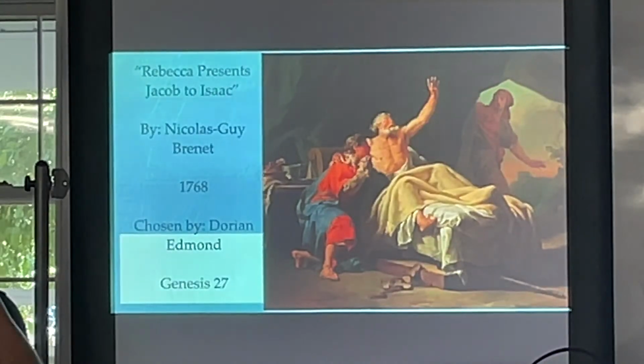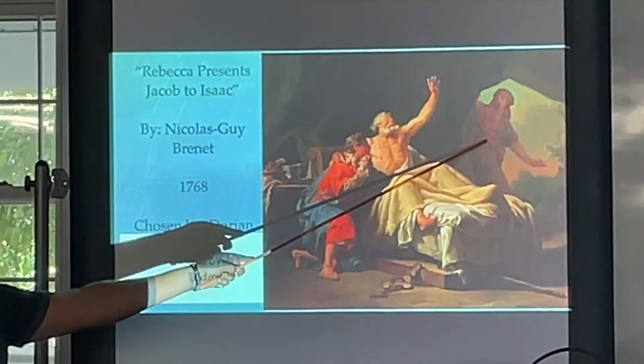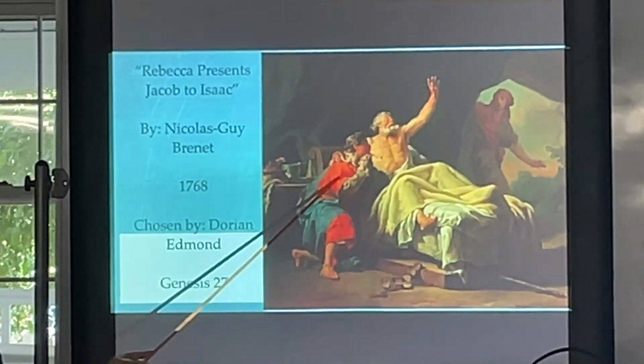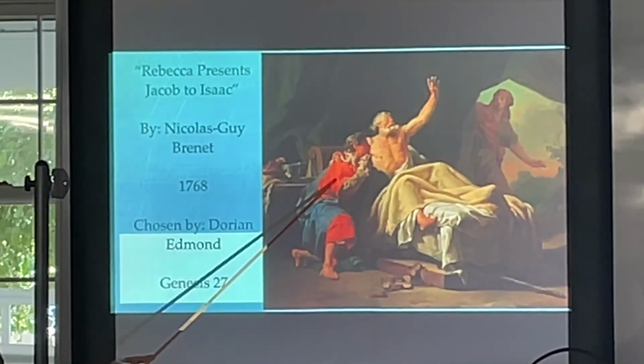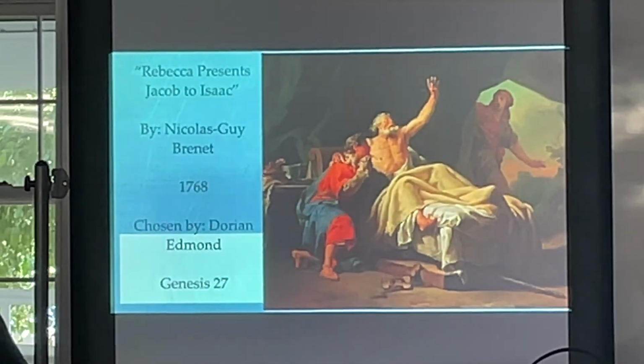Who's it looking at? That's Sarah. This is Rebecca. That's awesome. Isaac, and Jacob. Is that like a sheepskin around? Like a sheepskin, trying to be like Esau, all hairy.